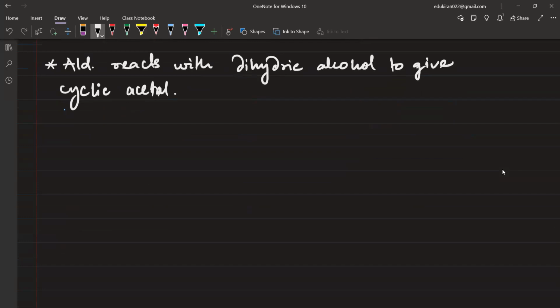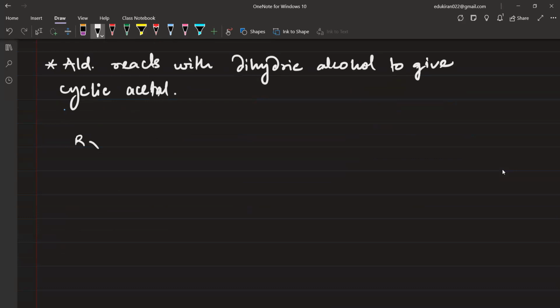Right, next. Ketones. So ketones, they don't react with monohydric alcohol. Okay. They only react with ethylene glycol to form ketal. Please see the next reaction.